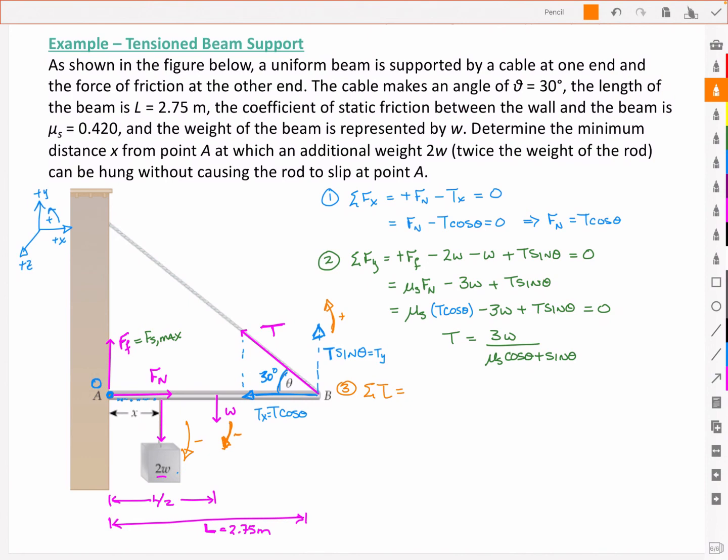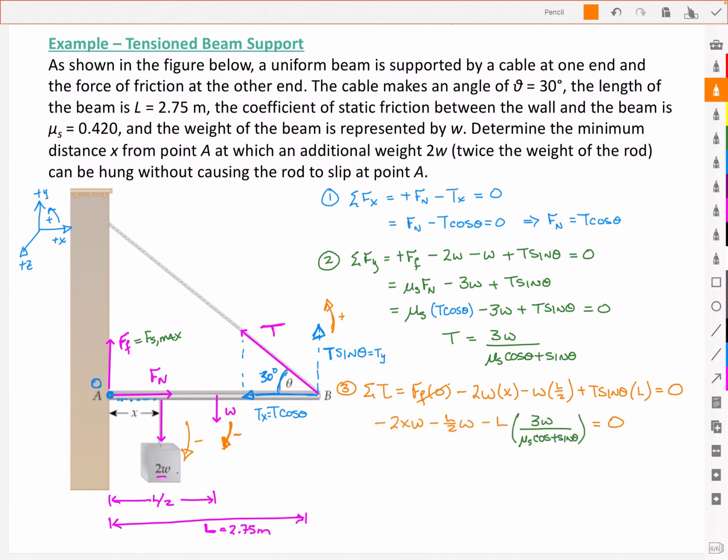In other words, what do I mean by that? I could say that my F of f is acting at a moment arm of 0. And so I don't bother with a sign because that term is going to drop out. Then what? I've got a 2W that is acting at a moment arm of x, and I've got a W that is acting at a moment arm of L over 2, and lastly, I've got a T sine theta acting at a moment arm of L. And those are all then summing to 0. If they balance out, they're in static equilibrium.